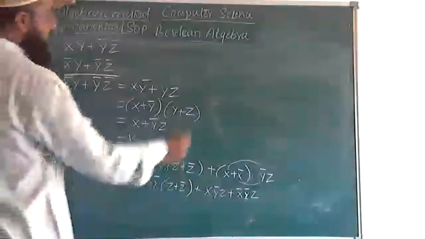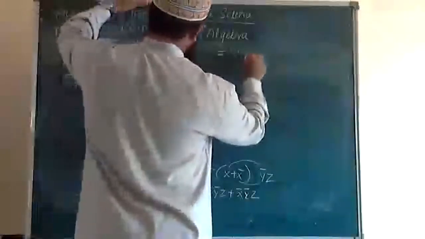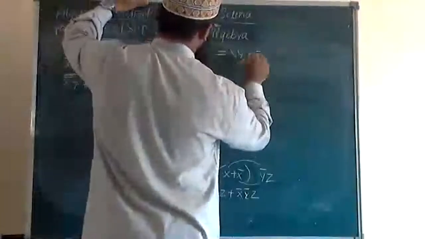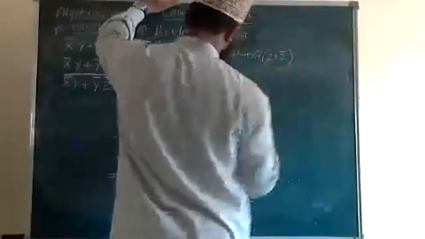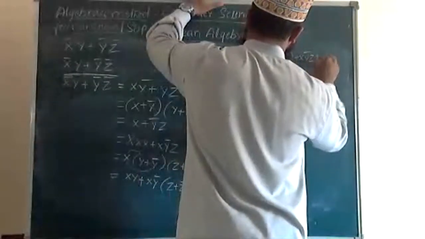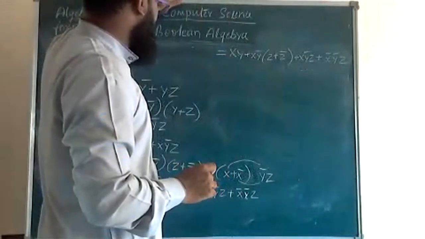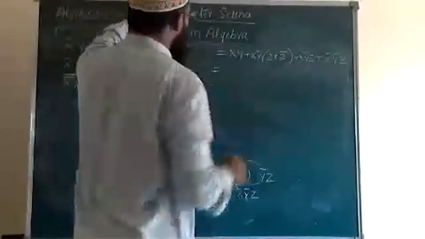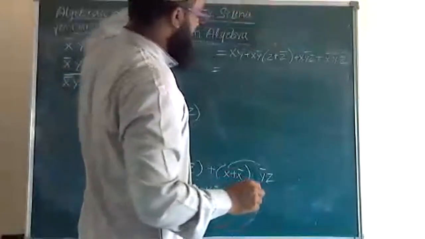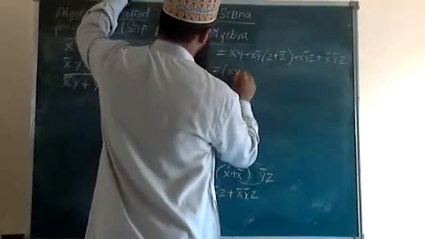Then for your reference, I will write down the same thing here. xy plus xy bar, xy plus xy bar into z plus z bar, plus xy bar z, plus xy bar z, plus x bar y bar z, x bar y bar z. Now, what do we have to do here? We have to add these things with this. Here plus sign is there, so we will add. Okay, xy plus z.